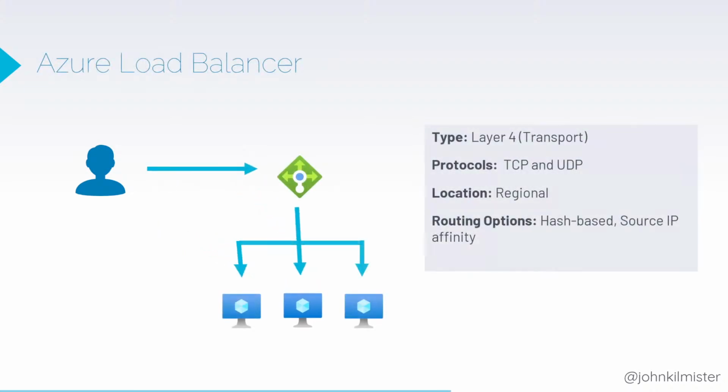The next one is Azure Load Balancer. Now Azure Load Balancer works at layer 4, so it's going to be working with the packets, so TCP and UDP protocols. It also lives inside a single Azure region. Because it's layer 4, its routing is limited to hash-based or source IP affinity, which just means that if someone's been to that server before, it will stick to it.